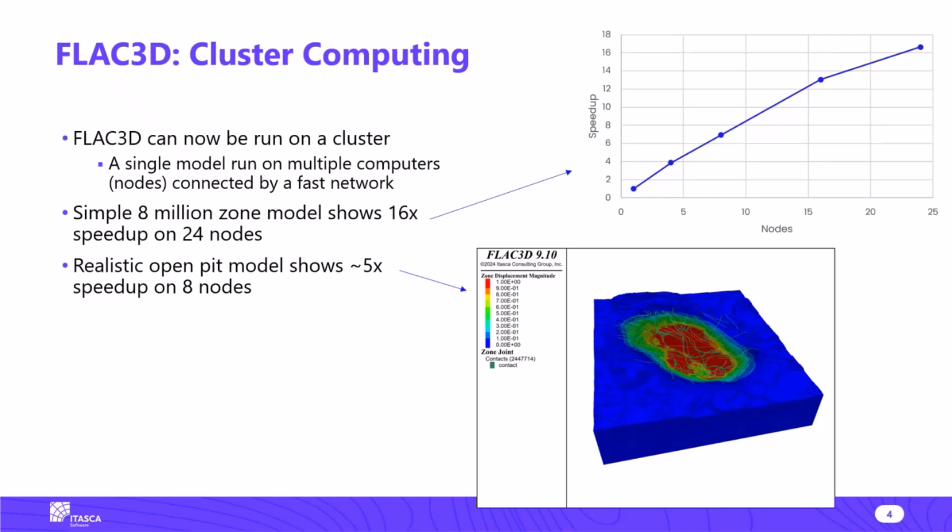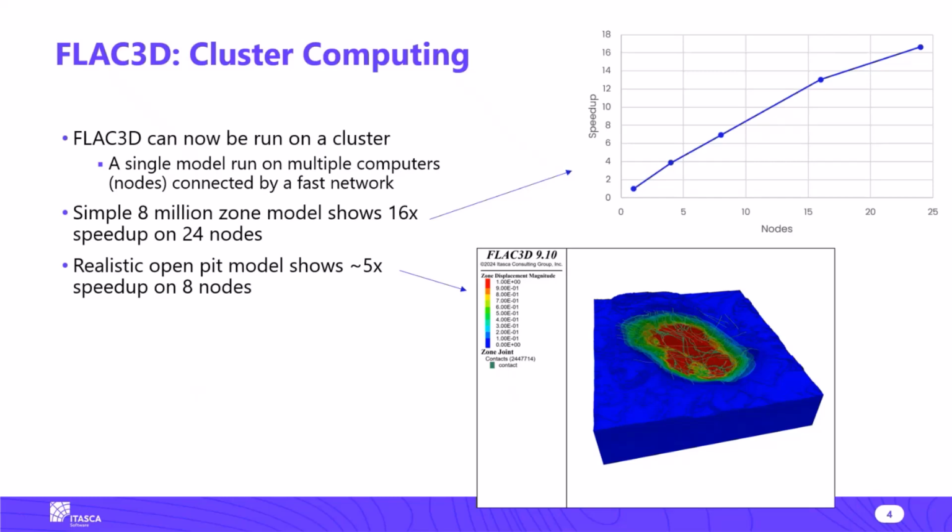Okay, so you can see here the plot on the top right. This was a relatively simple model, although it does have 8 million zones in it. And you can see how the calculation speeds up as we add more nodes to the cluster. And so the top data point here, we had a cluster with 24 nodes on it, and the model ran a little bit more than 16 times faster. So it's not linear, but it's pretty good. Being able to run a model 16 times faster than you could yesterday is quite significant.